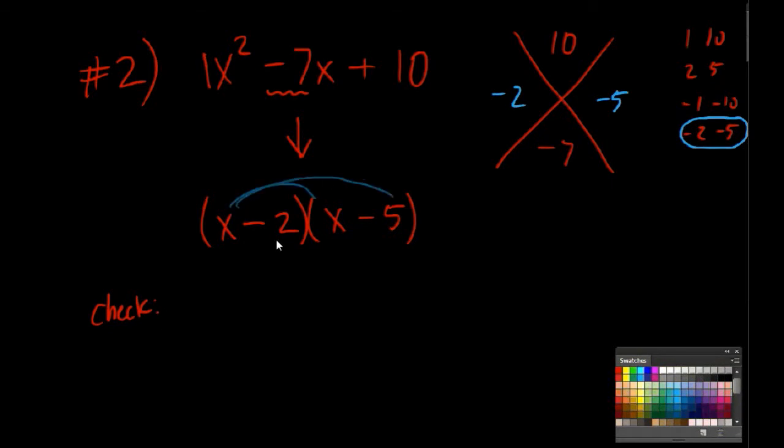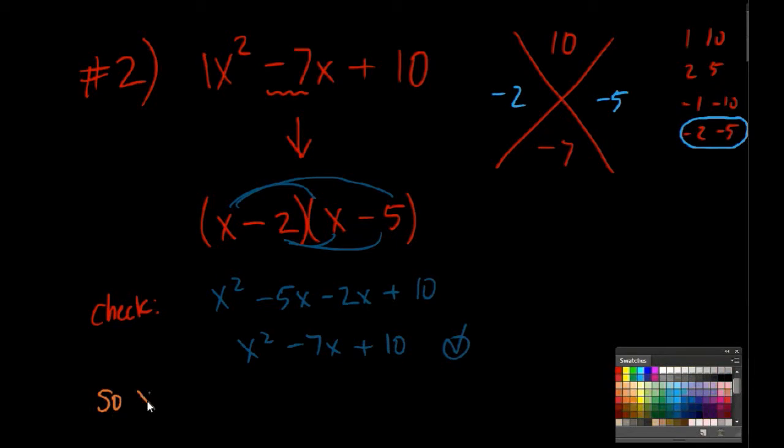We can have x times x, which is going to give us x squared, then x times negative 5, which is minus 5x, and then negative 2 times x, which is minus 2x, and then plus 10, because negative 2 times negative 5 is 10. We combine like terms, and we get x squared minus 7x plus 10. And that's what we started off with, so we know we're good. So the factors of x squared minus 7x plus 10 are x minus 2 and x minus 5.